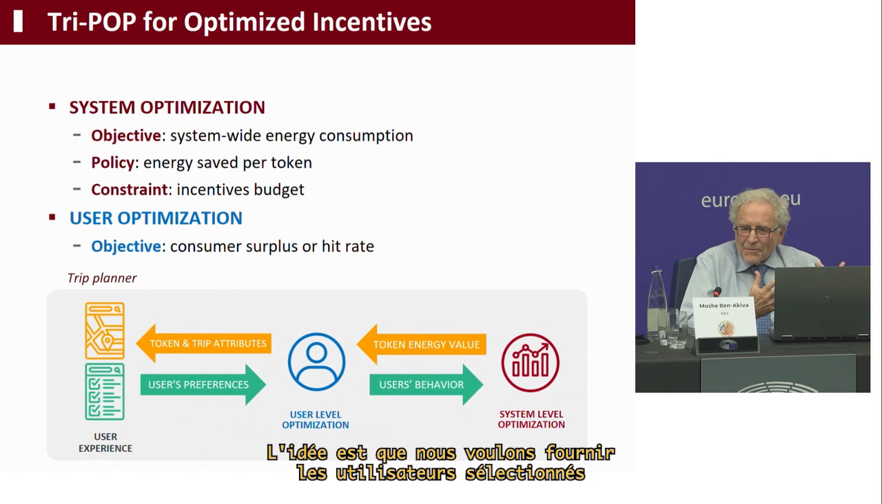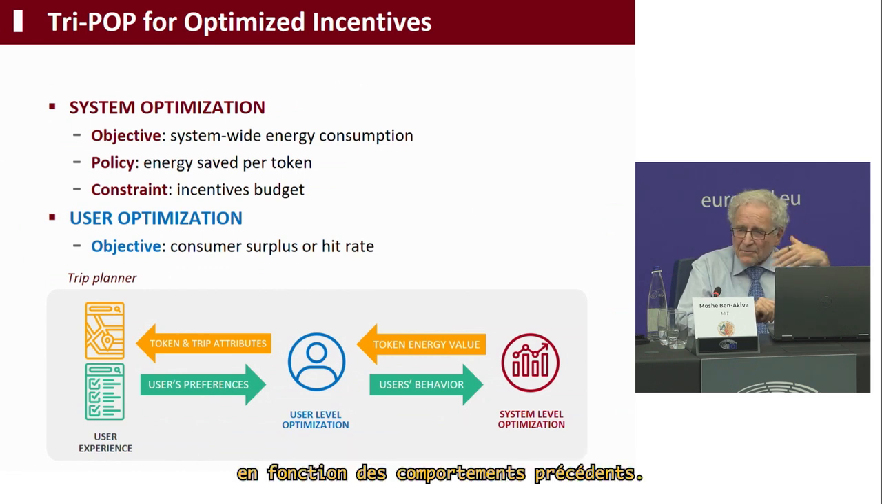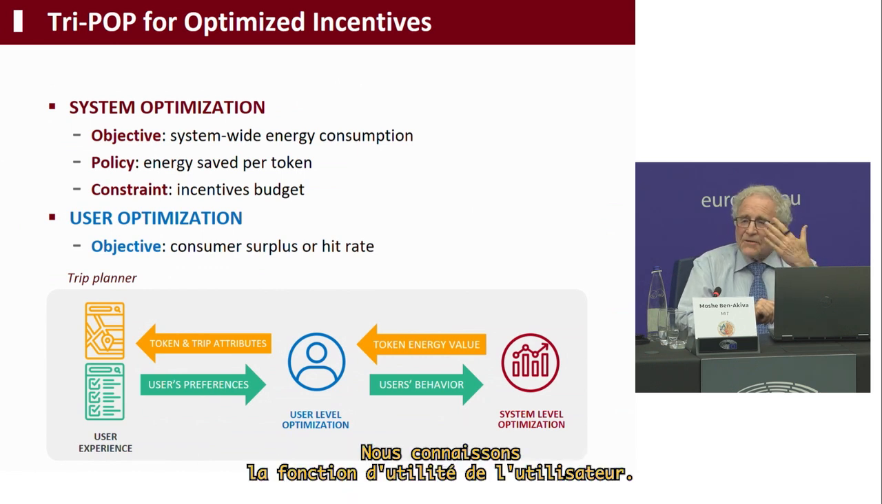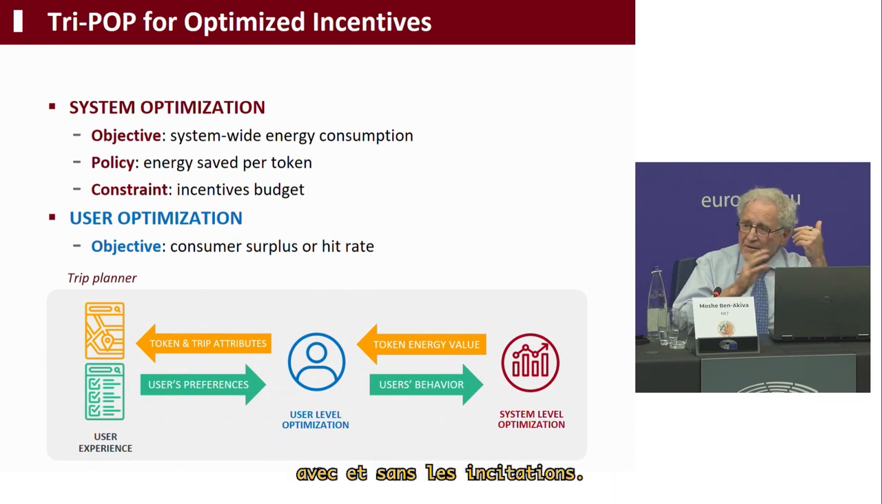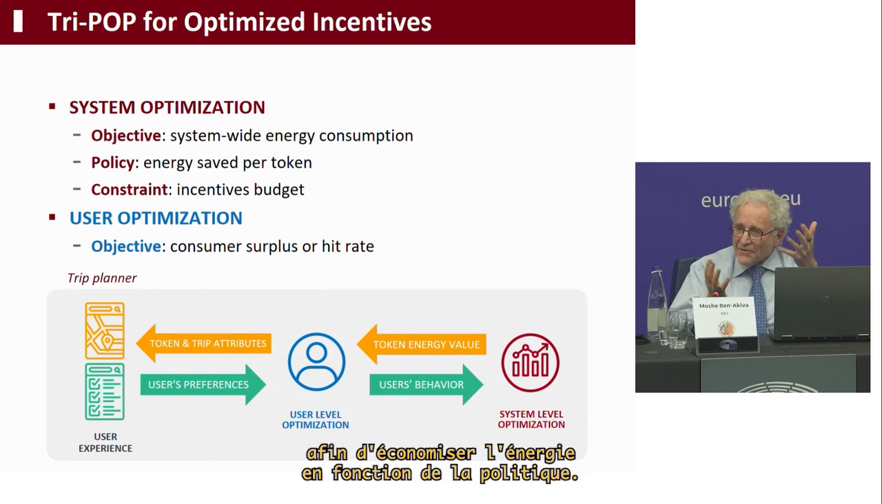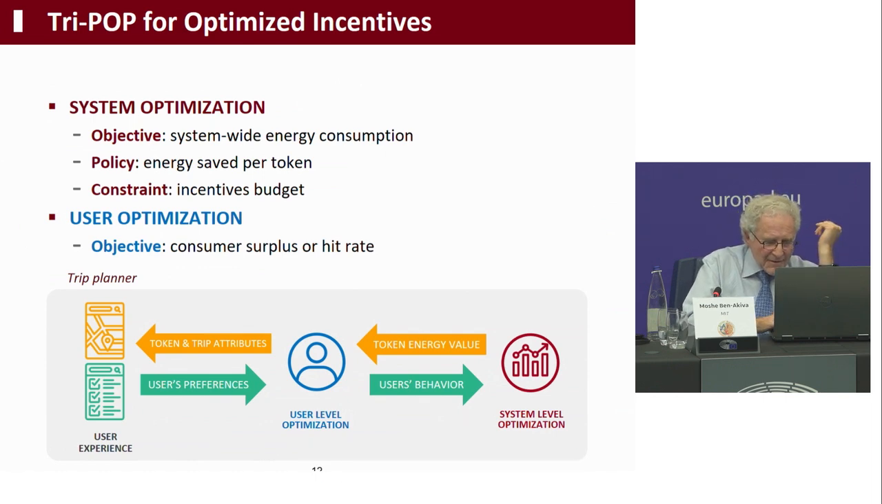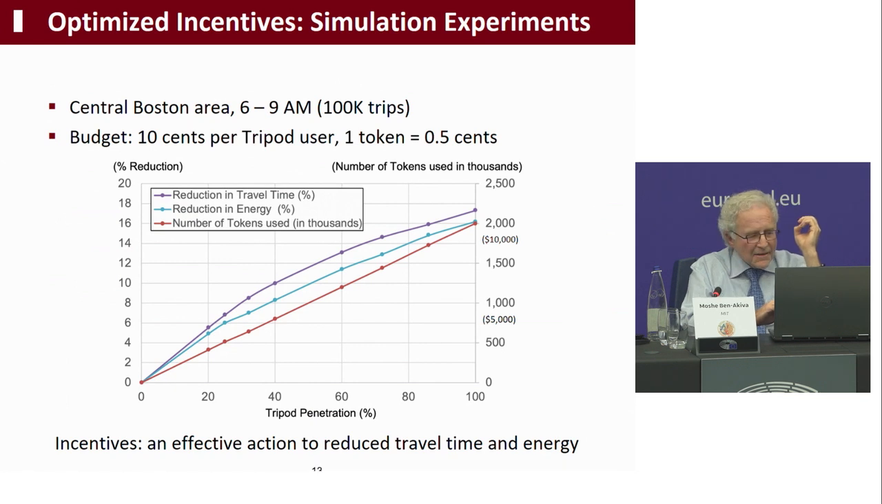The idea is that we want to provide incentives to users who will be selected. So the system, or the backend, at the user level, based on previous behavior, we know the user's utility function. We have a model that predicts what the user will do with the incentive and without the incentive. So we provide the incentive to save energy based on the policy.